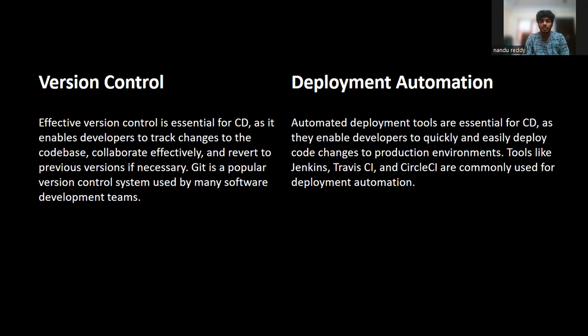Deployment automation. Automated deployment tools are essential for continuous deployment as they enable developers to quickly and easily deploy code changes to production environments. Tools like Jenkins, Travis CI, and Circle CI are commonly used for deployment automation.